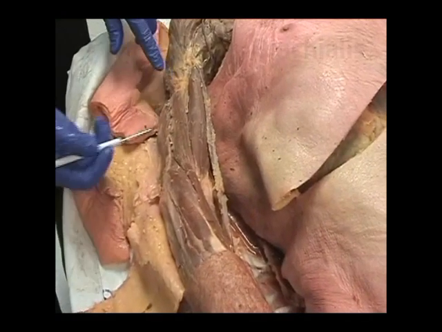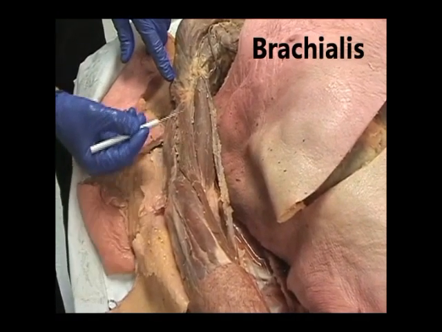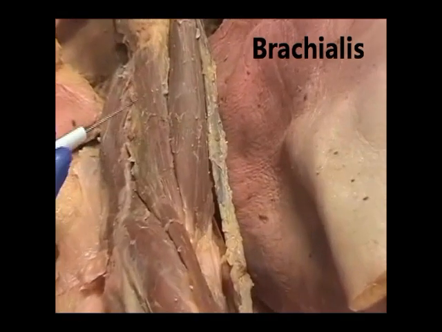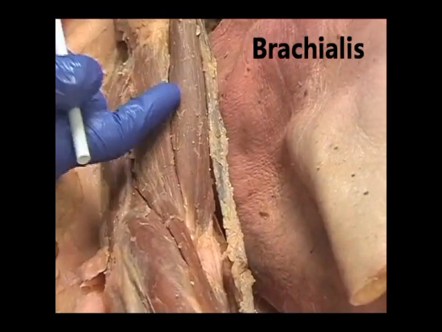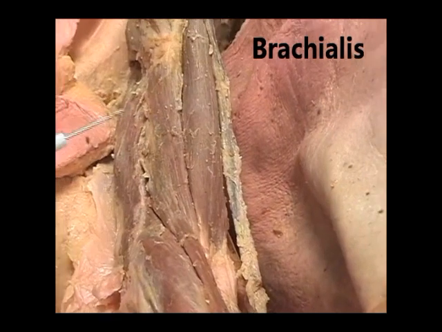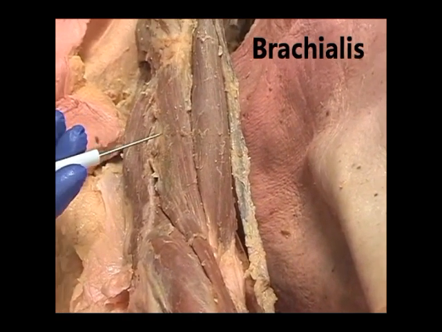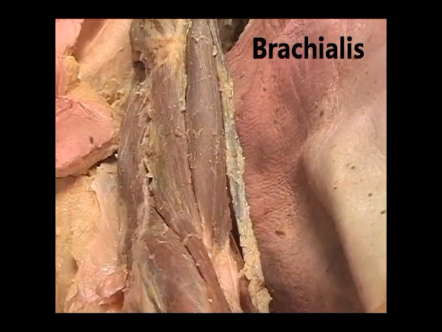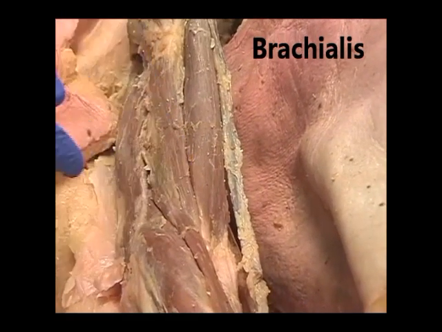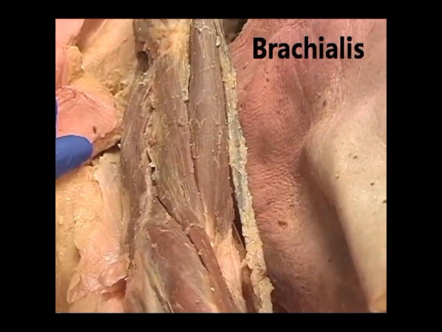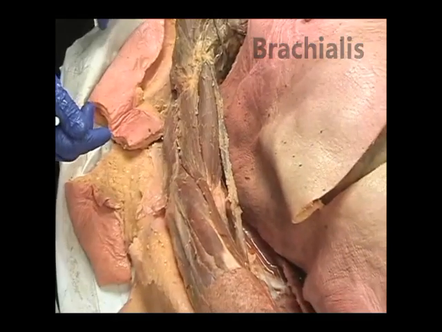On the cadaver, the brachialis muscle is here. Underneath, in this orientation, the biceps brachii. Its origin, the distal anterior surface of the humerus. The insertion, the coronoid process of the ulna, and its action is flexion of the elbow.